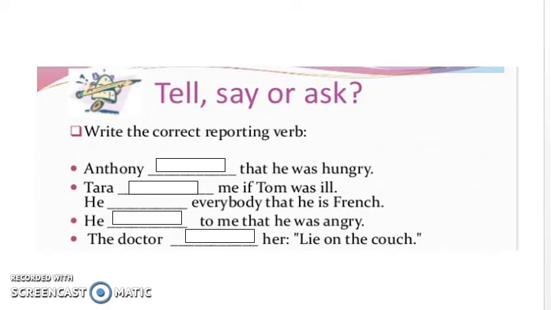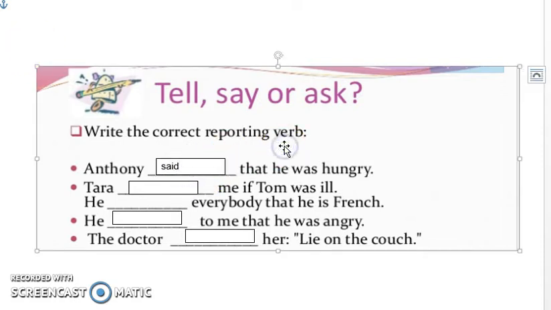Let's practice a little bit. We have a short exercise. Write the correct reporting verb: tell, say, or ask. We have the first sentence: Anthony blank that he was hungry. We don't have an indirect object, so it is said. Anthony said that he was hungry.